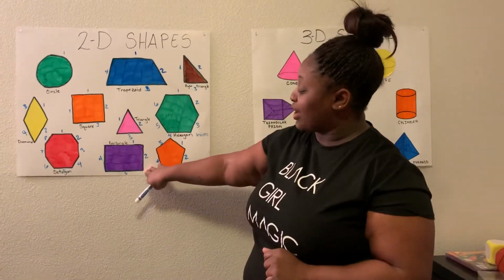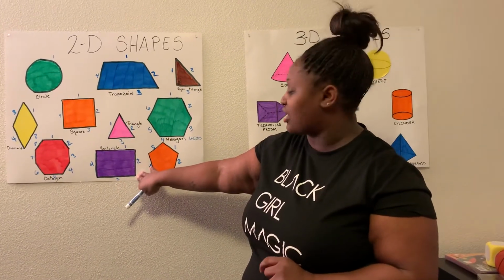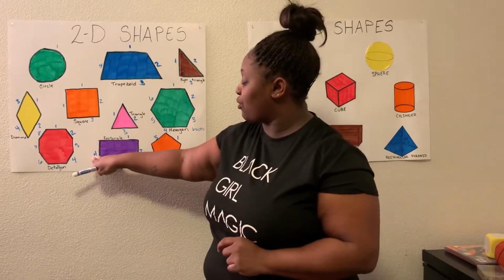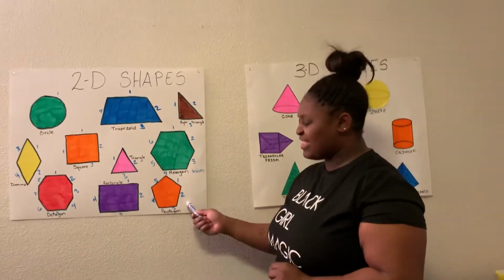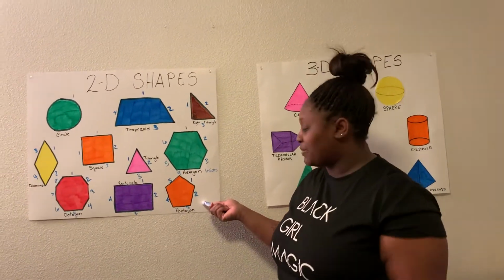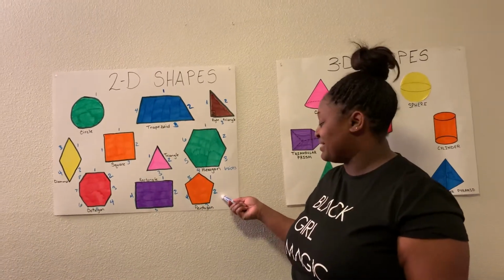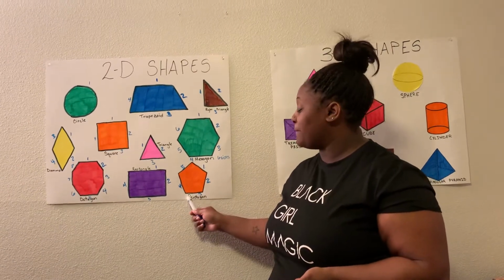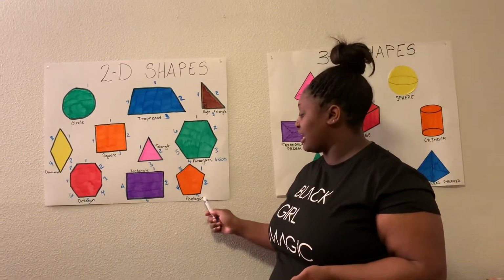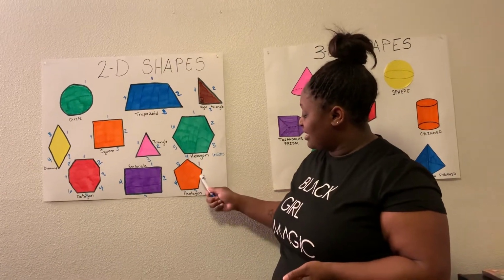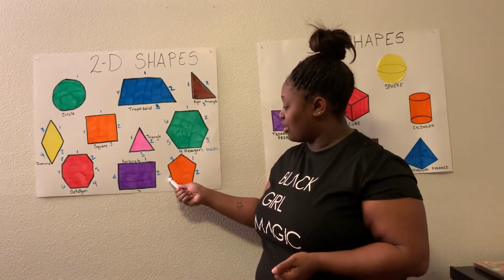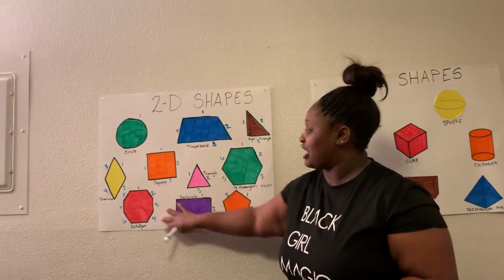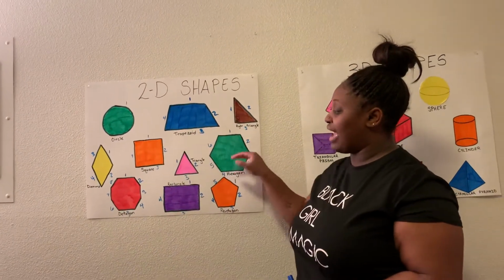All right, and here's our rectangle. How many sides does our rectangle have? Let's count them. 1, 2, 3, 4. 4 sides. And this last shape, do you know what this last shape is? It does look like a house. But what is the name of the shape? Have you seen this shape before? It's called a pentagon. Let's count the sides. 1, 2, 3, 4, 5. A pentagon has 5 sides. So all the 2D shapes are flat, but they all have a certain amount of sides.